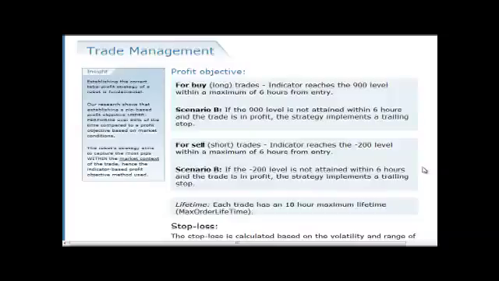If the 900 level isn't obtained within 6 hours and the trade is in profit, the strategy implements a trailing stop. For sell short trades, the indicator reaches the minus 200 level within a maximum of 6 hours from entry. Again, we did a few tests with different numbers, and the best results are being reached with these numbers that you see here. That being said, we do update the robot continuously.